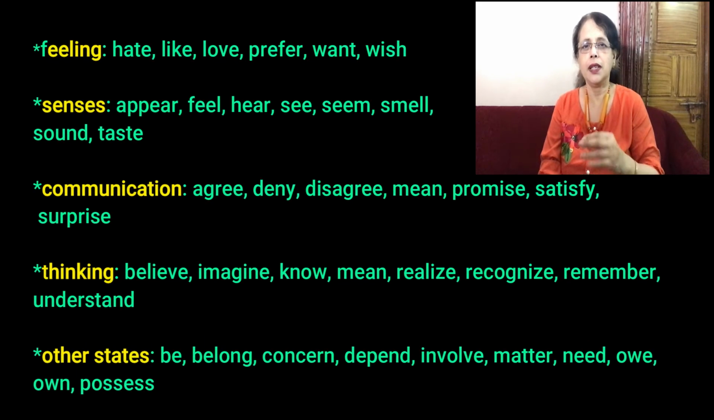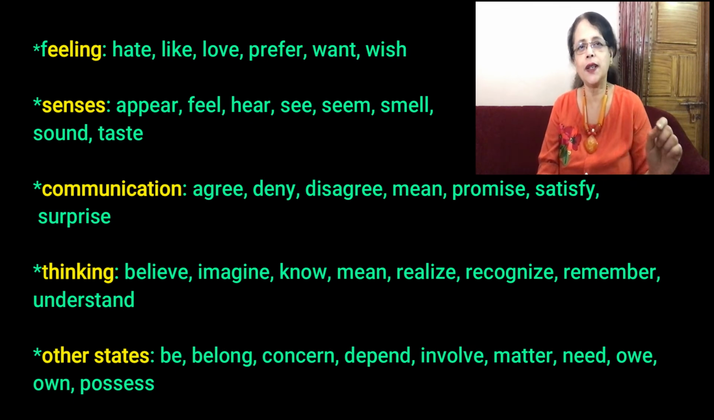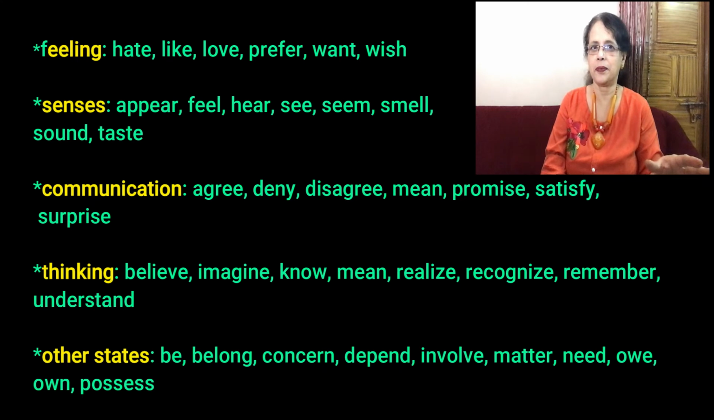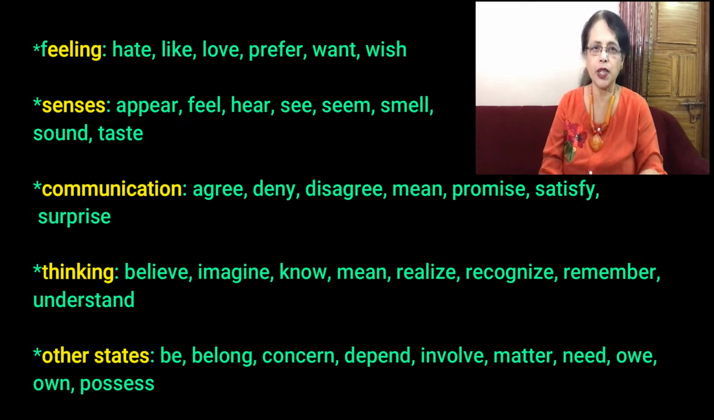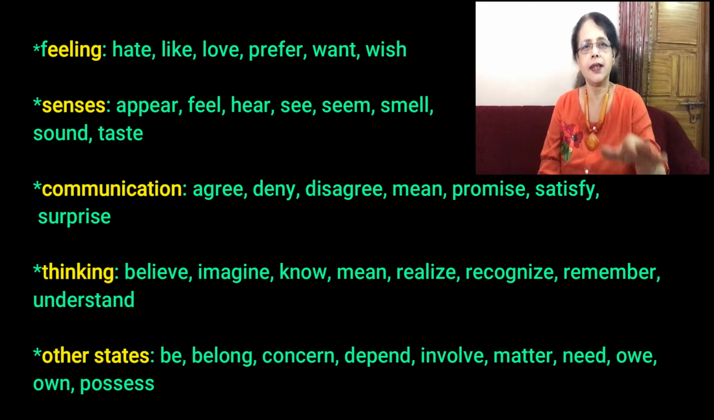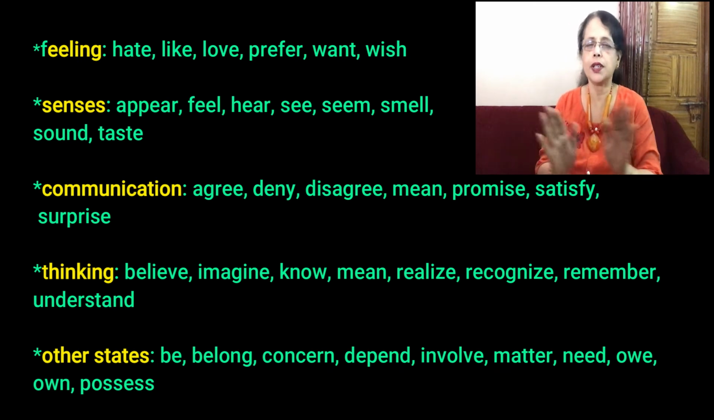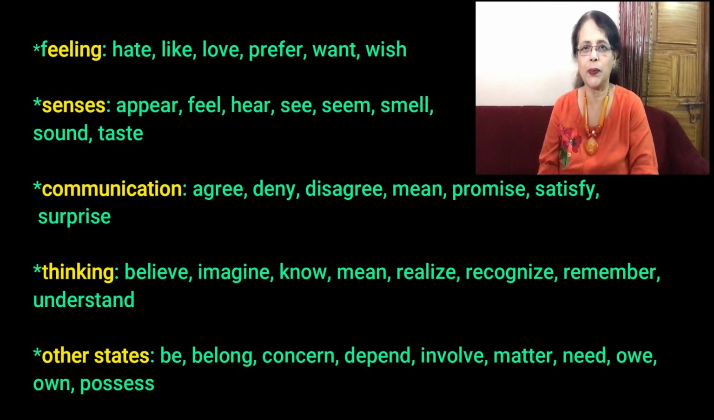Let's see the verbs which are used for your feelings. For example, hate, like, love, prefer, want, wish. These words do not take ing. It will be wrong if you say I am hating him, or I am liking him, I am preferring, I am wanting, I am wishing. All these sentences would be wrong, because they don't take ing form.